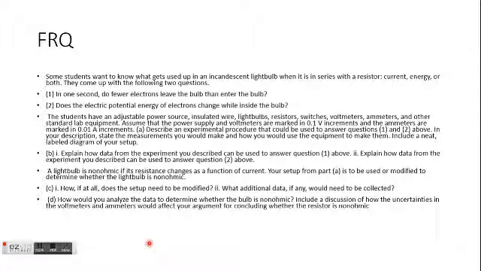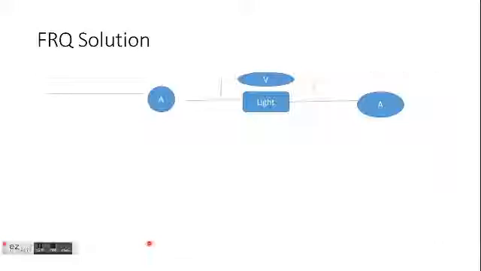Describe an experimental procedure that could be used to answer questions 1 and 2 above. Explain how the data could be used. And test if the light bulb is non-ohmic. So that means Ohm's law doesn't apply and the resistance changes as a function of current.